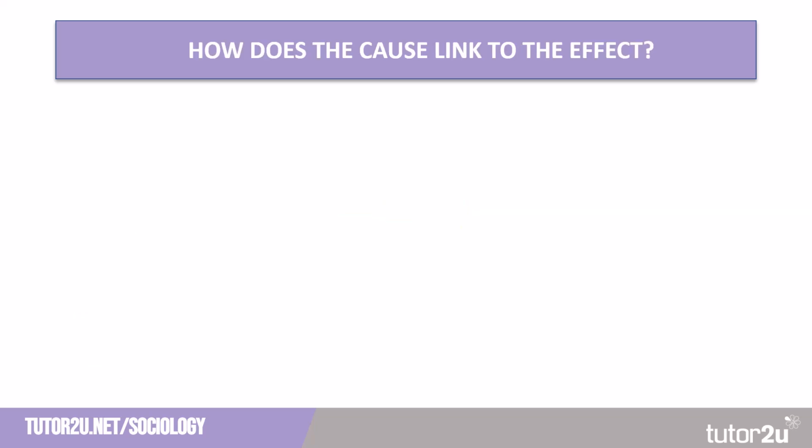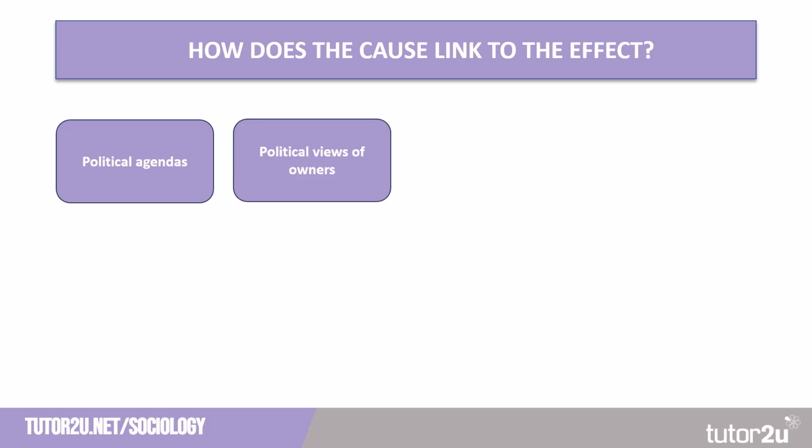So if we look at our first cause and effect, first we have political agendas. Now the ownership of different media sources we know will have different political biases, and therefore we can develop this point by talking about the political views of different owners. As we've seen from the item, the ownership of the media is concentrated into the hands of very few, and this means that mainstream media often reflects the political views of a very narrow subset of the population.